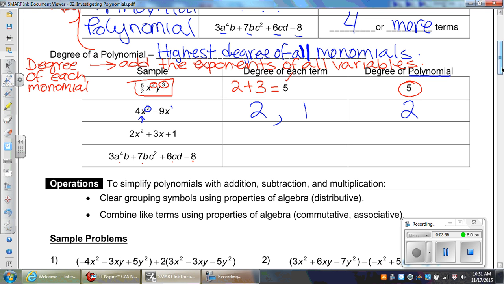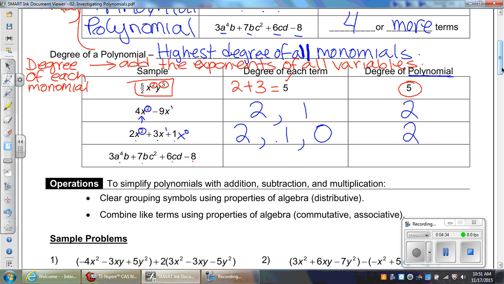The next one is a trinomial. We have 3 terms, so we're going to have 3 numbers here. The first term, the degree is a 2. The next one, the degree is a 1. Remember, when you don't see an exponent, you assume it is a 1. And what is the degree of the constant term? 0. We say 0 because those could have an x to the power 0. Which one is the highest degree there? 2. So that will be the degree of the polynomial.